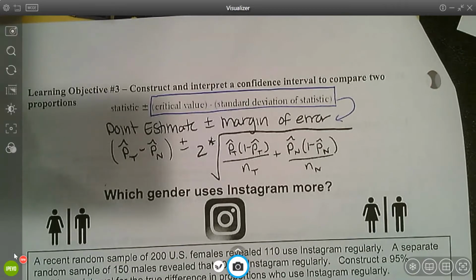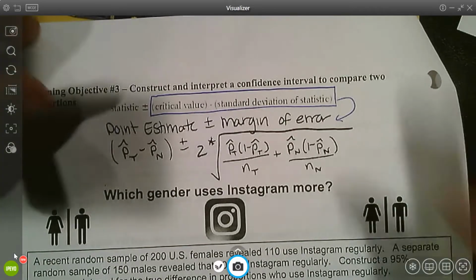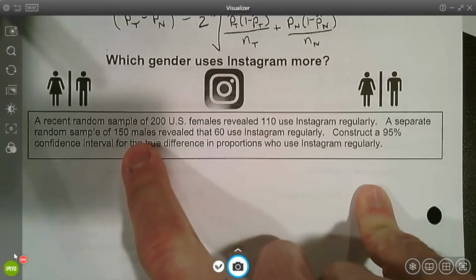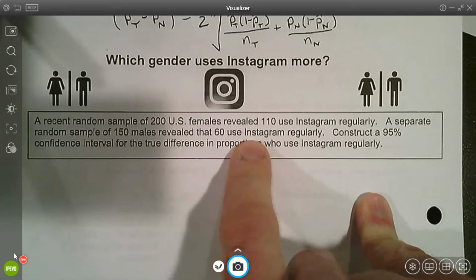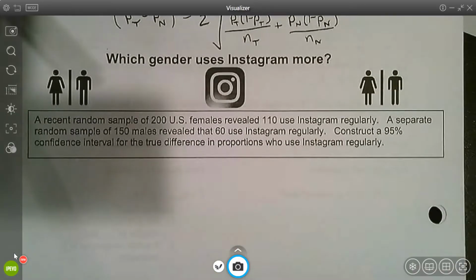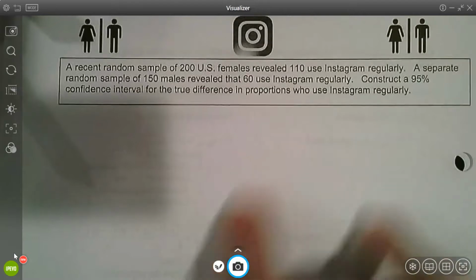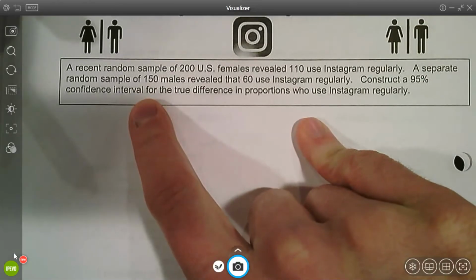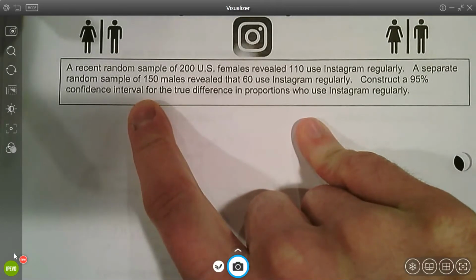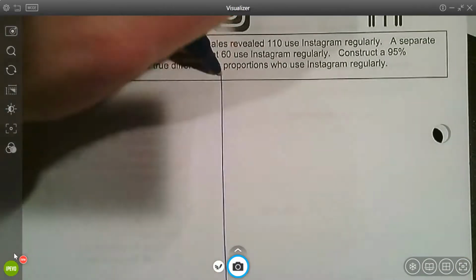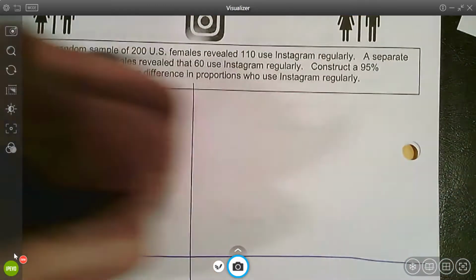All right, so which gender uses Instagram more? A recent sample of 200 US females revealed 110 use Instagram regularly. A separate random sample of 150 males revealed that 60 use Instagram regularly. Construct a 95% confidence interval for the true difference in the proportions who use Instagram regularly. As I've said before, they sometimes will say construct, sometimes construct and interpret. You have to follow your 4-step process on your tests, your checks of understanding, definitely your AP exam to earn full credit. That's why I've been modeling it this entire time.